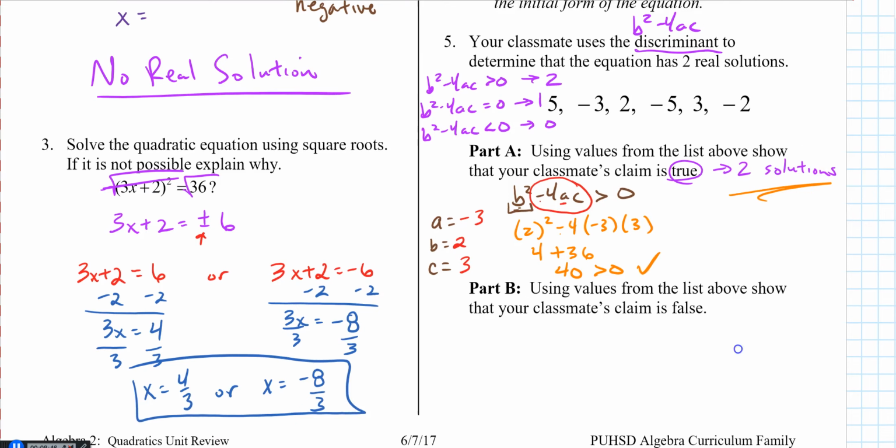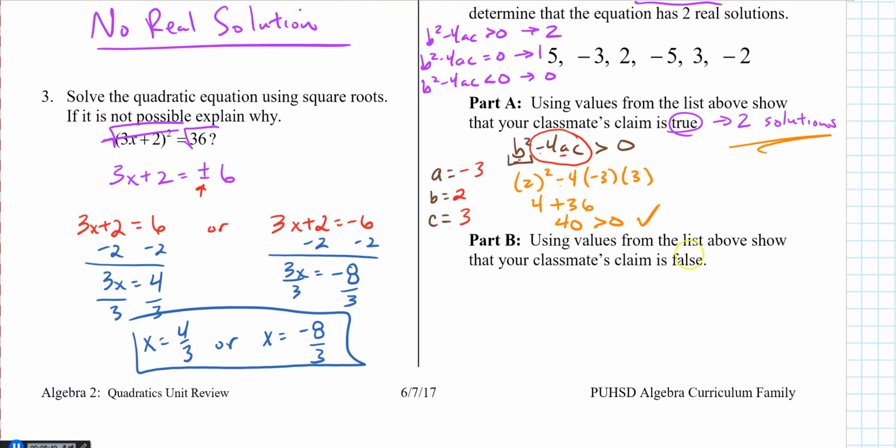Alright, working on part B, same thing, but this time we want it to be a false statement, which means I want to show that I get either one solution or 0 solutions. Now, one solution is only going to happen when the discriminant is equal to 0. It might be kind of difficult to pick numbers that cancel each other out so that the b squared is equal to the 4ac. So instead, let's work on getting no real solutions. And we get no real solutions when the discriminant is less than 0.